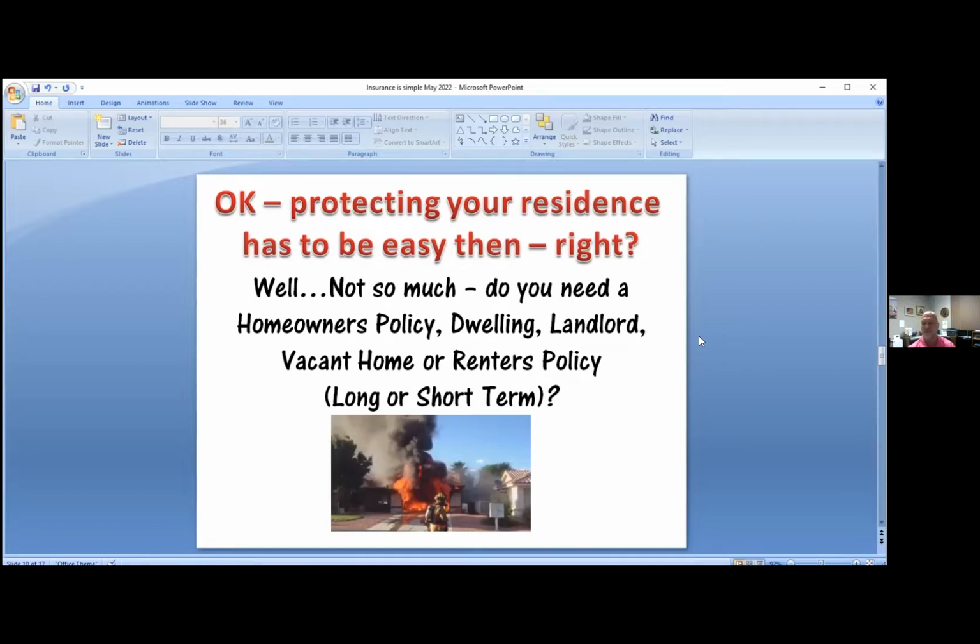For most of us, our biggest asset that we own is our home. And yet, I can't tell you how many times I've talked to people who got their insurance at closing when they bought their house, and they just forgot about it and got whatever was offered.